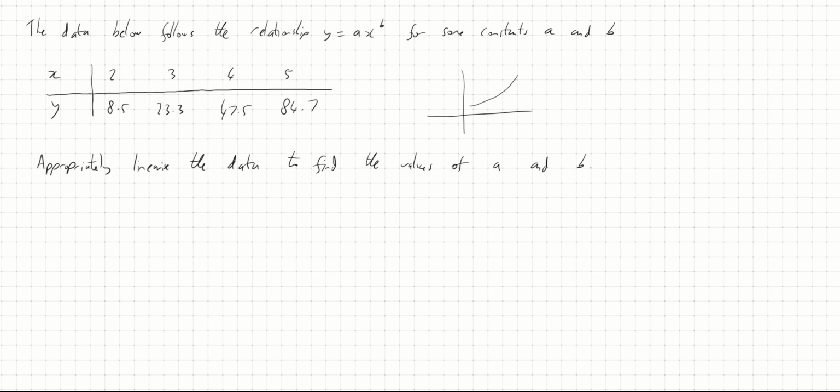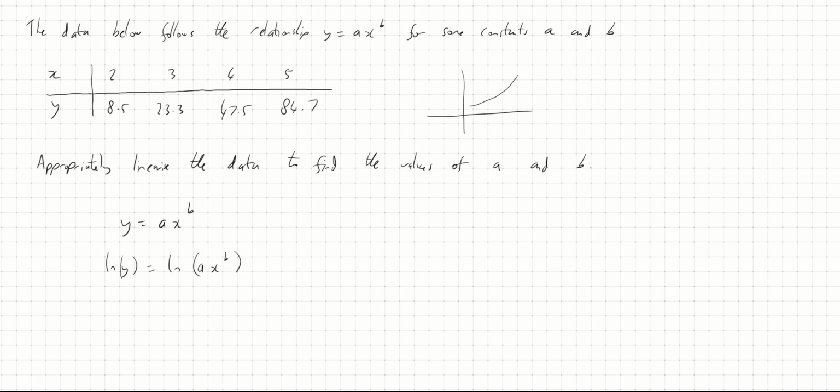So how do we linearize this data? Well, often when we have to linearize something like this, we're going to look at our formula y equals ax to the b. And what we're going to do is take logs of both sides. It doesn't matter what type of logs, I'm going to take natural logs. So natural log y equals natural log of ax to the power of b.